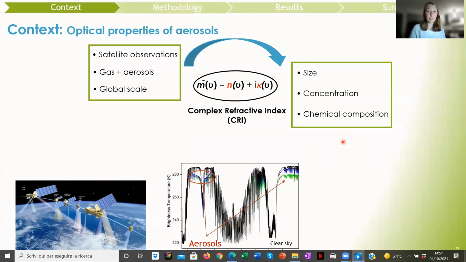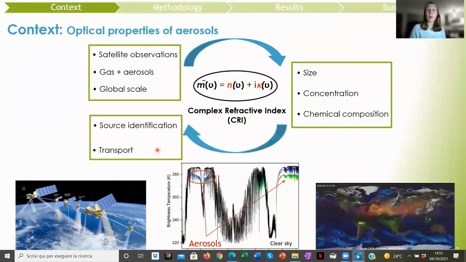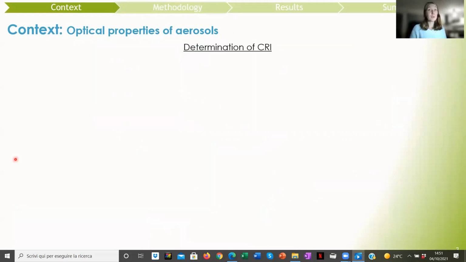Once we have this parameter, it could be possible to identify the different sources of aerosol over the globe and understand the transport of the aerosol and maybe get more information about how the chemical composition evolves during transport. So first we have to determine the complex refractive index. There are two ways.